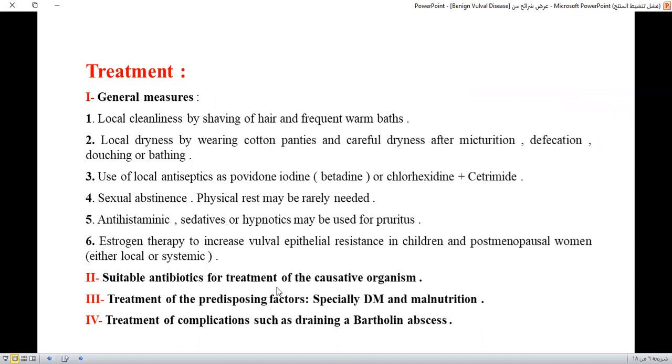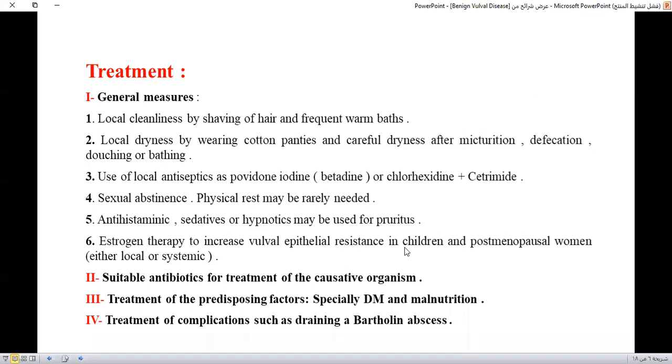Second, suitable antibiotic. Third, treatment of predisposing factors. Fourth, treatment of complication. General measures will include local cleaning by shaving of the hair, local dryness of the area, local antiseptic like betadine, sexual abstinence, physiological rest, antihistamine, sedative or hypnotic, and estrogen therapy to increase vulval epithelial resistance in children and postmenopausal women.